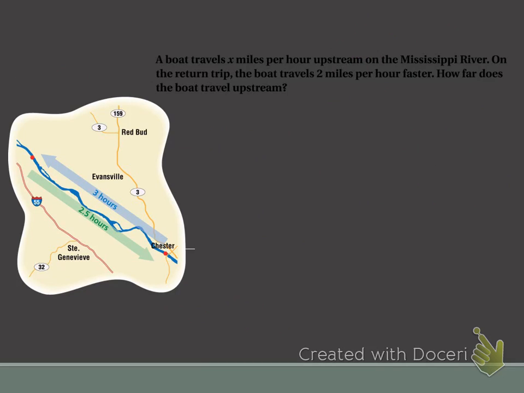So let's look now at a real-life application, though. A boat travels x miles per hour upstream on the Mississippi River. On the return trip, the boat travels 2 miles per hour faster. How far does the boat travel upstream? The speed of the boat on the return trip is x plus 2 miles per hour. But we know here that the distance upstream is going to be equal to the distance downstream. Right? I mean, you're going the same distance.